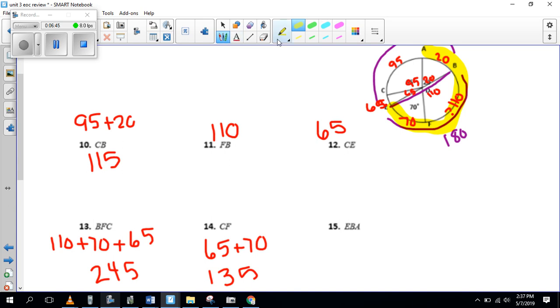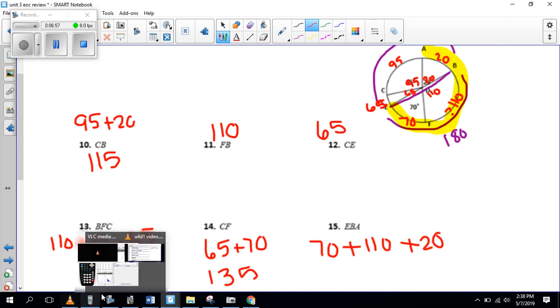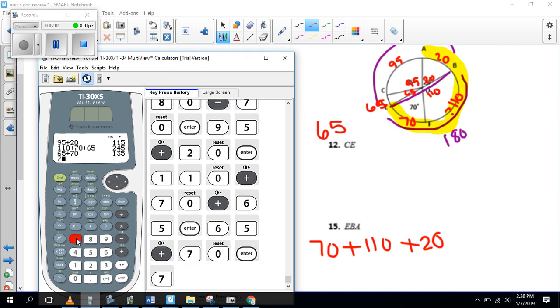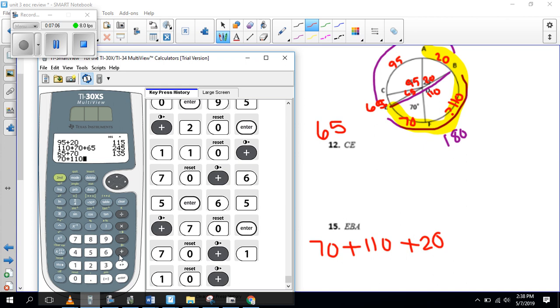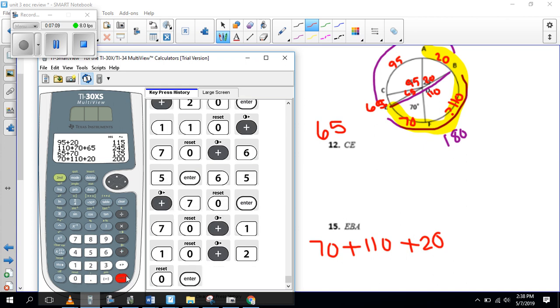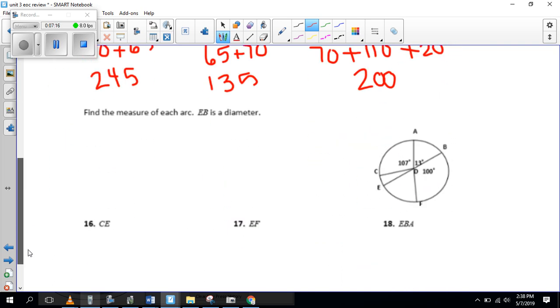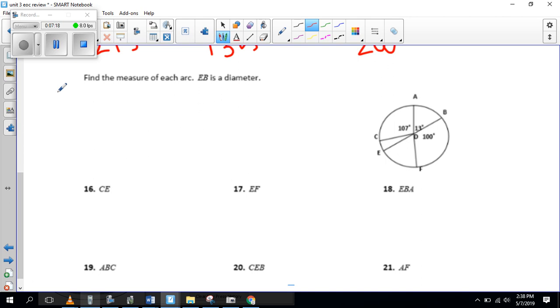And so what numbers does that include? Well, we should have 70 plus 110 plus 20. I know this is going to be a major arc, so I just add them up. We got 70 plus 110 plus 20, and we get 200. Whoa, a major arc because it's more than 180. And so you can do the rest of these. So stop the video and complete it.